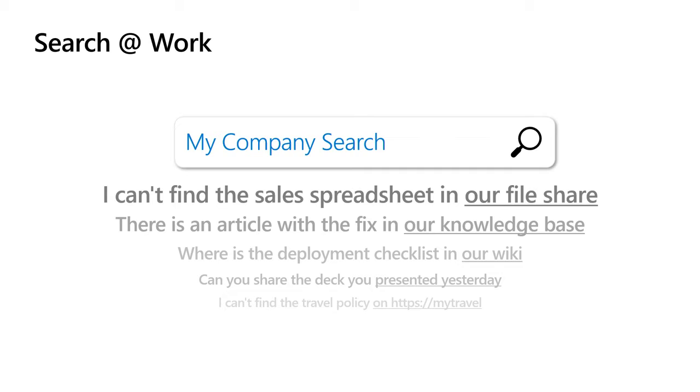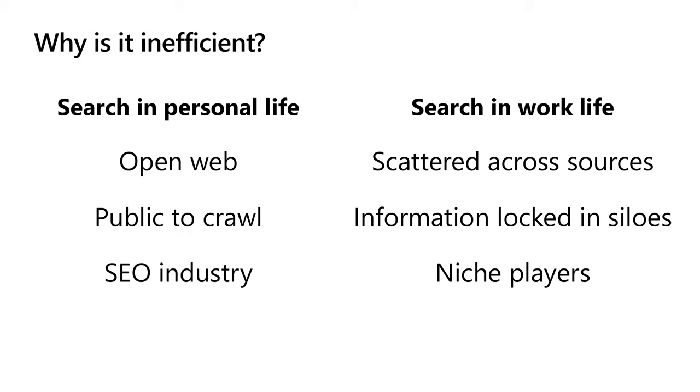Even though search plays such a crucial role at a workplace, search at work is far more inefficient compared to search in consumer life. Why is this so? It boils down to a few key differences. On the one hand, you have the open web, which is public to crawl, but in an enterprise, data is scattered across disparate sources, and information is locked into its own silos. Primarily this is for security and compliance reasons, but this makes it hard for a search admin to help his employees find all the content that they want.